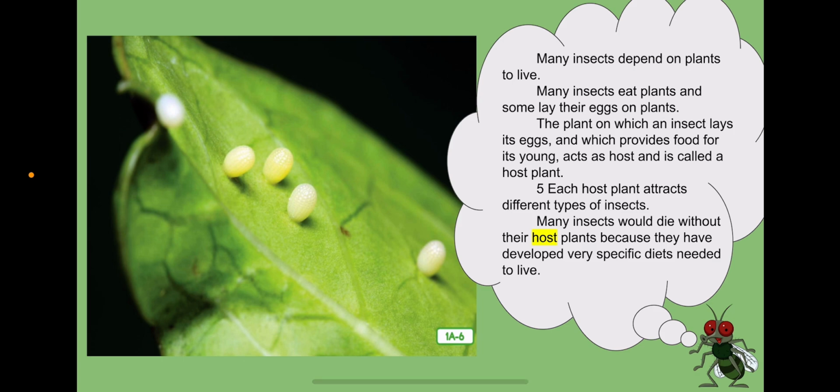Many insects depend on plants to live. Many insects eat plants and lay their eggs on plants. The plant on which the insect lays its eggs and which provides food for its young acts as the host and is called a host plant. Each host plant attracts different types of insects. Many insects would die without their host plants because they had developed very specific diets needed to live.